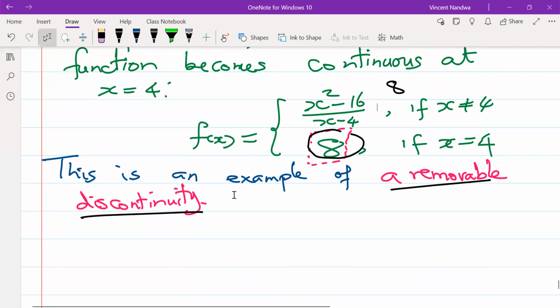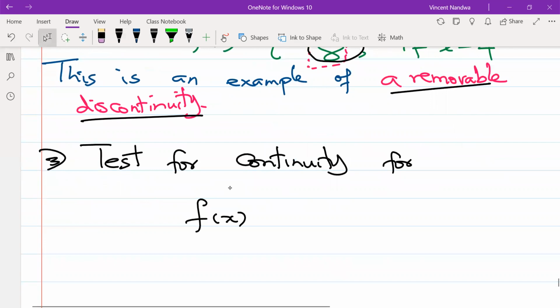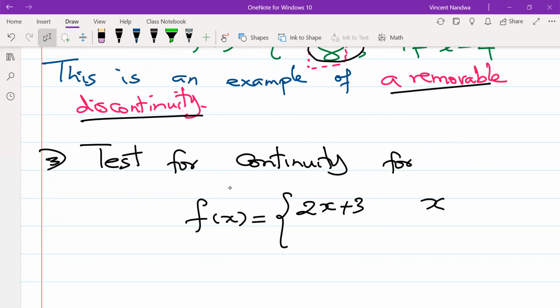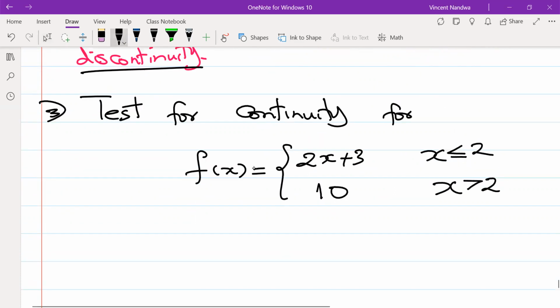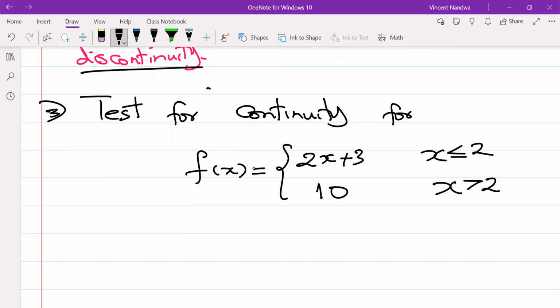Okay, so let me give you number 3, test for continuity for this function: f of x equals 2x plus 3 when x is less than or equal to 2, and 10 when x is greater than 2.